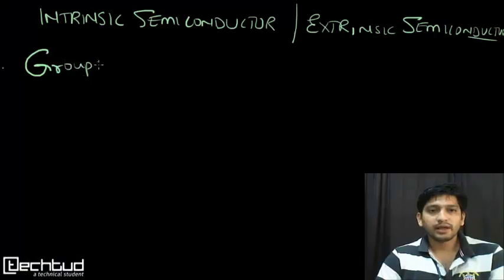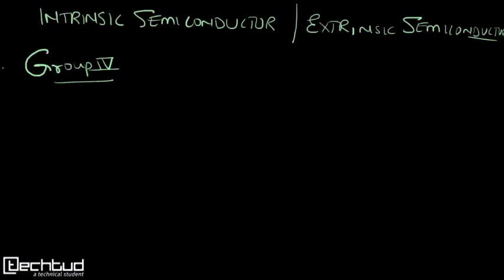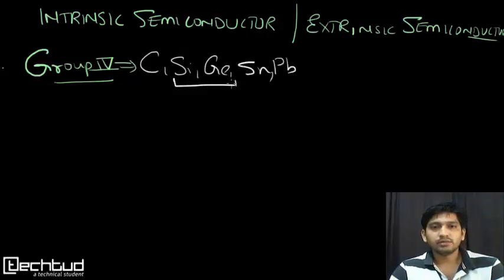In this module, we will be going to talk on intrinsic semiconductor and extrinsic semiconductor. So intrinsic semiconductors are the group 4 elements where we don't apply any doping. So group 4 elements are like carbon, silicon, germanium, tin, lead. Okay. So silicon and germanium, we have talked earlier about the electronic configuration of silicon and germanium.